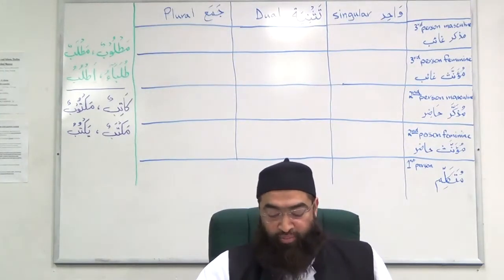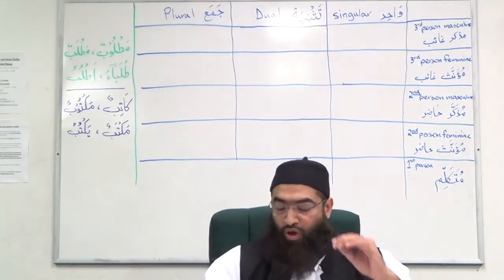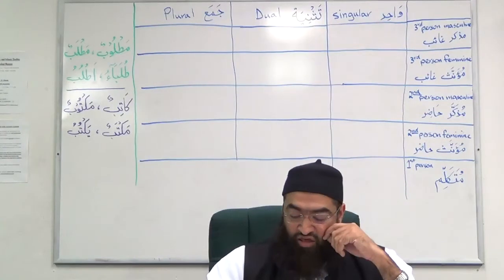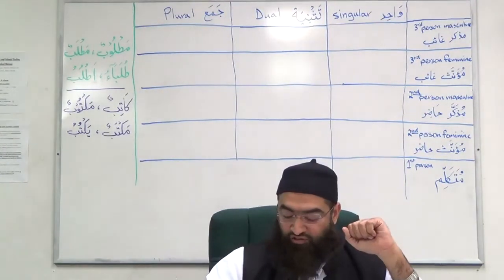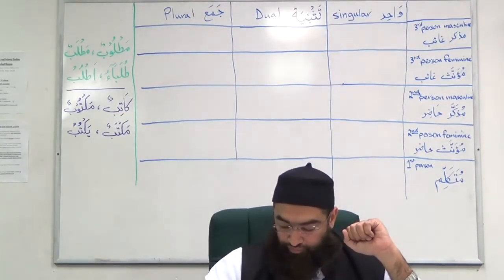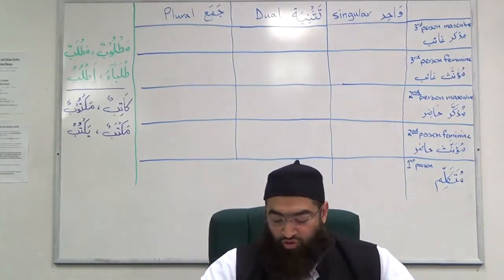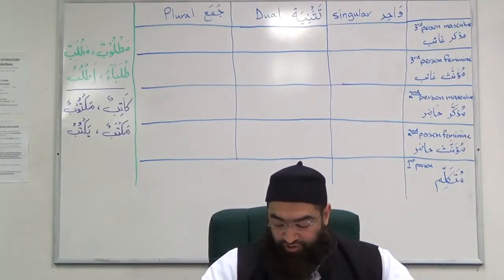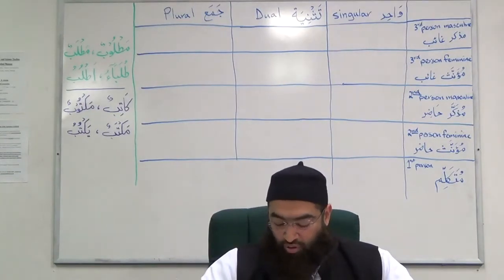Some terms to remember. We learned last week wahid. You can also say mufrad, which means singular. Tathniya or muthanna, which stands for dual, and jama', or plural. And then gender, masculine and feminine, mudhakkar and mu'annath. And then person, first person, mutakallim, second person, mukhatab, third person, ghaib.